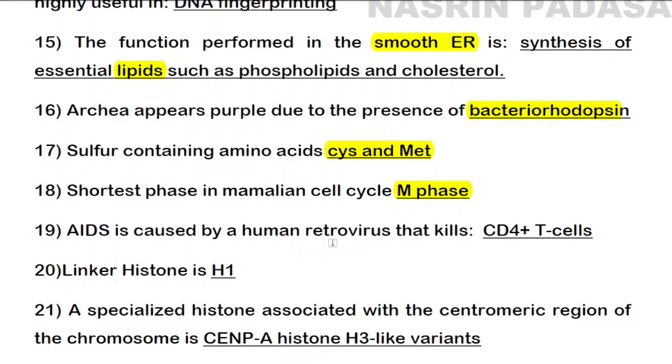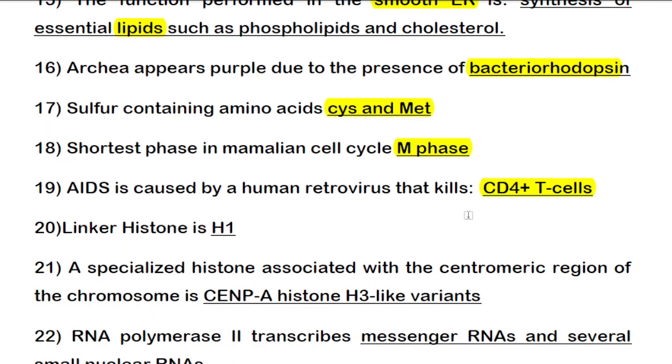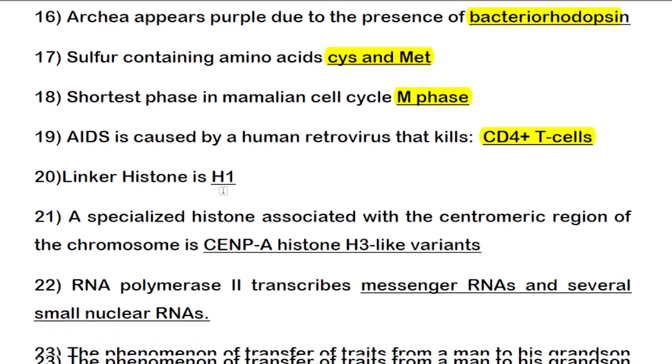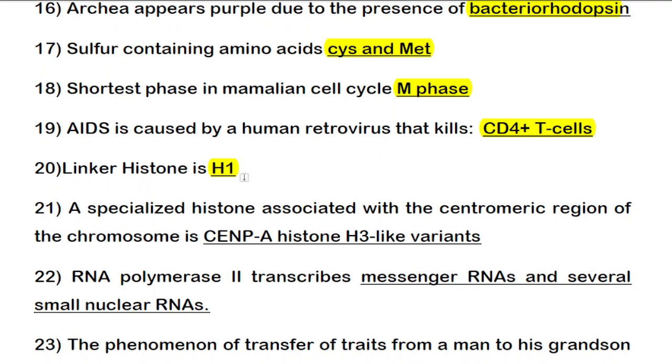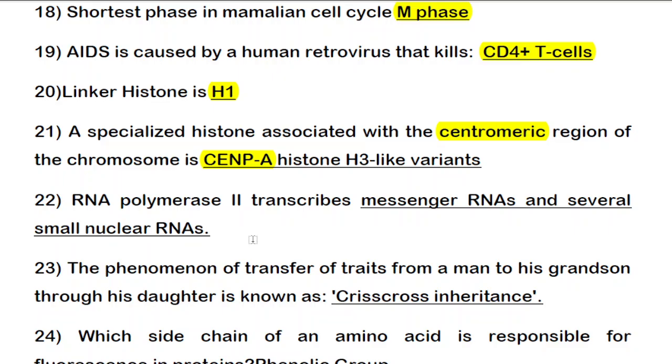Recently in CSIR December 2023, this question has been asked. 19th question. AIDS is caused by human retrovirus and this virus kills your helper T cell, that is CD4 T helper cell. 20th question is linker histone is named as H1. Okay, core histones include H2A, H2B, H3, H4. 21st question is specialized histone protein that is associated with the centromeric region is CENP-A and this is an H3 histone variant. Okay, so CENP-A is a specialized histone that is present in the centromeric region.